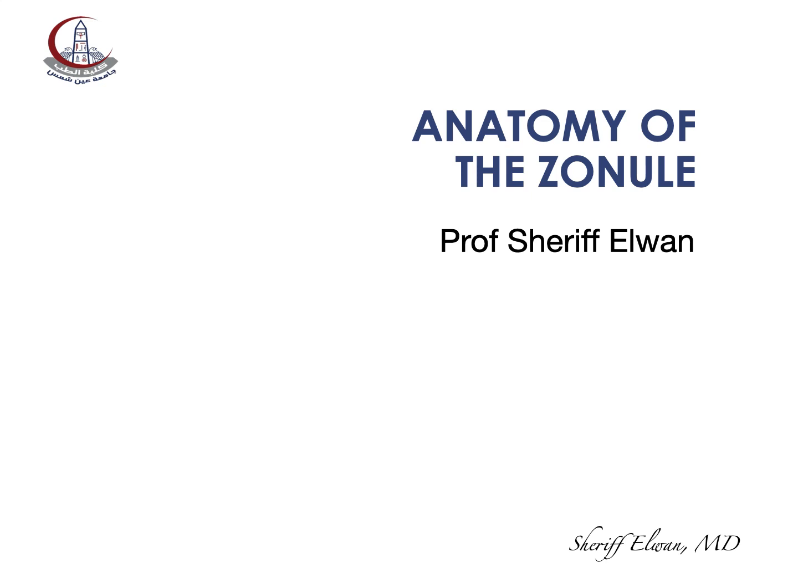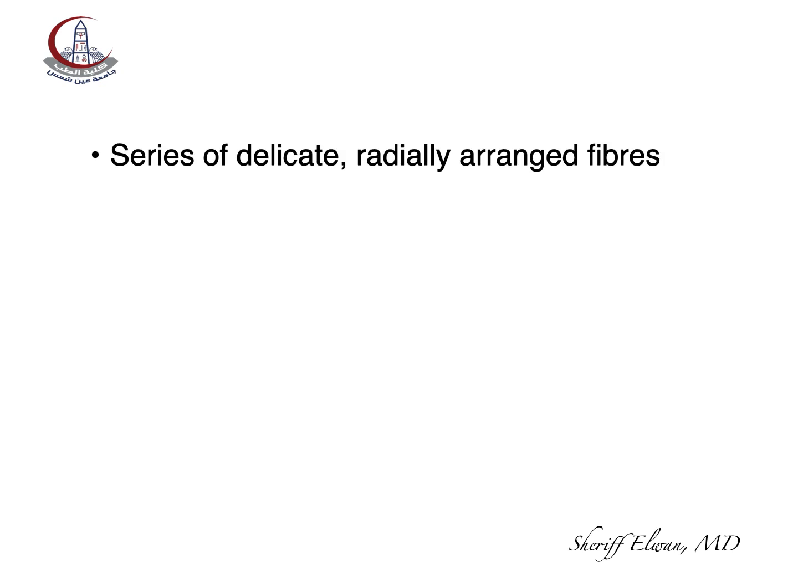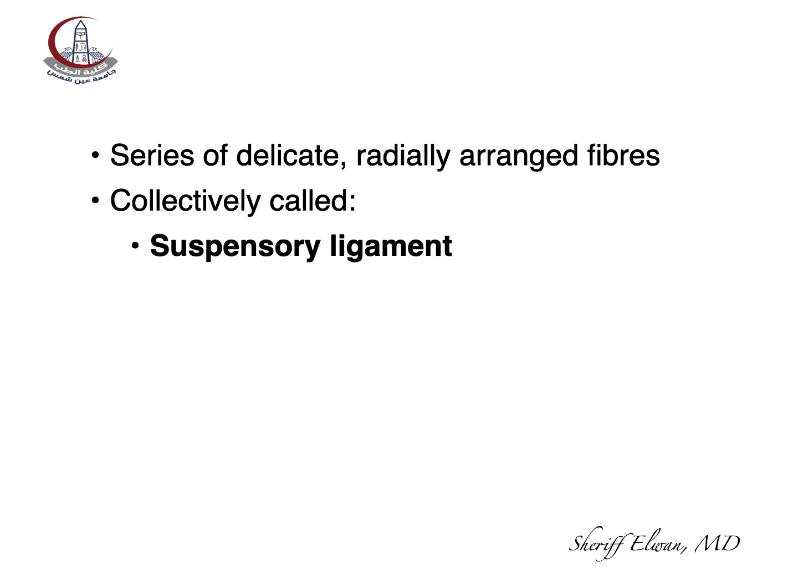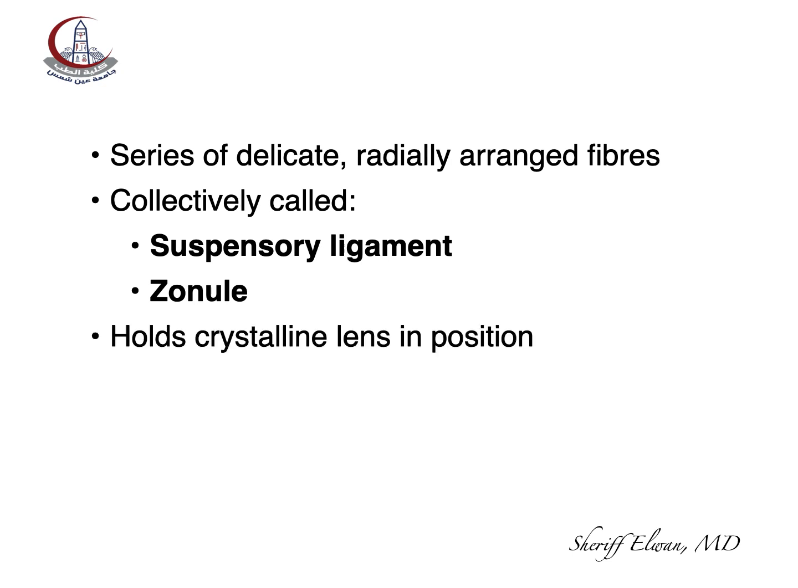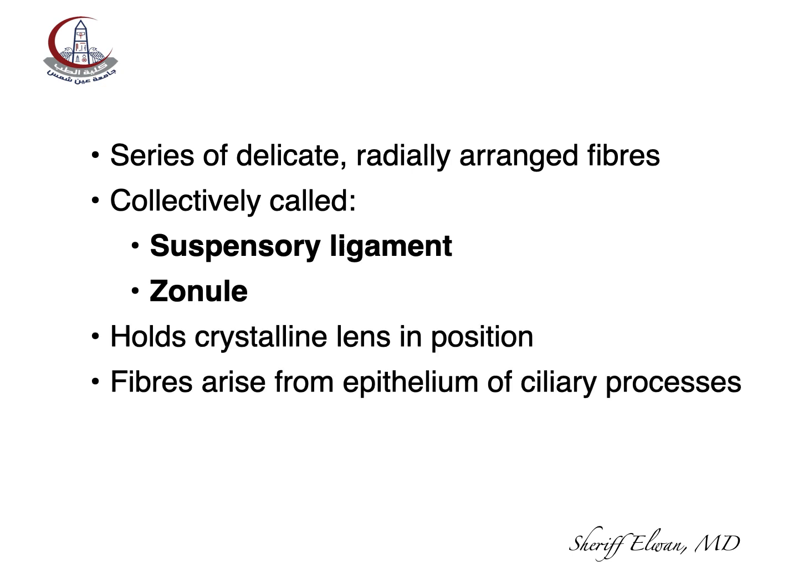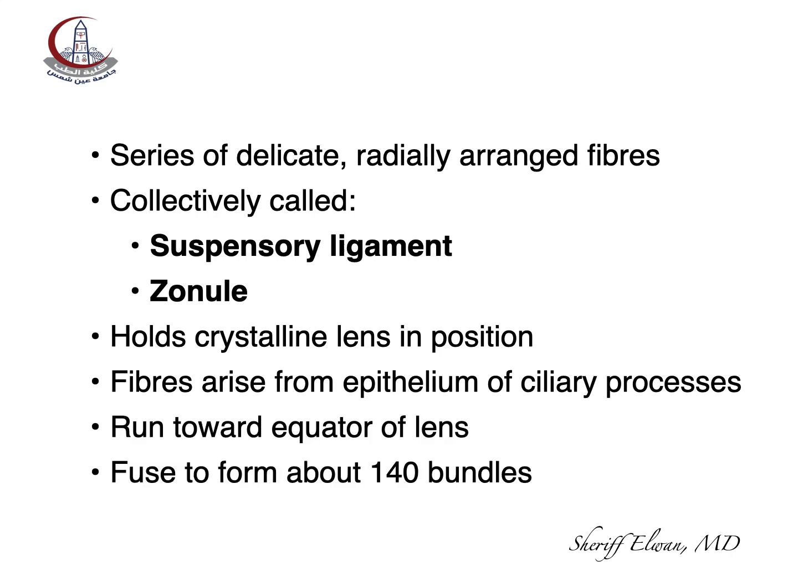This lecture is on the anatomy of the zonule. The zonule represents a series of delicate radially arranged fibers that collectively are called either the suspensory ligament of the crystalline lens or just, for short, the zonule. It holds the crystalline lens in position and its fibers arise from the epithelium of the ciliary processes, running forward toward the equator of the lens, and on doing so they fuse to form about 140 bundles.